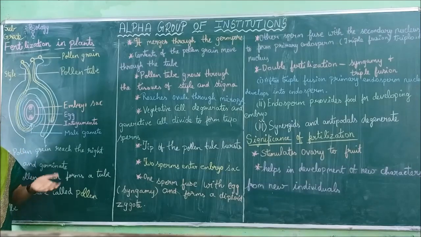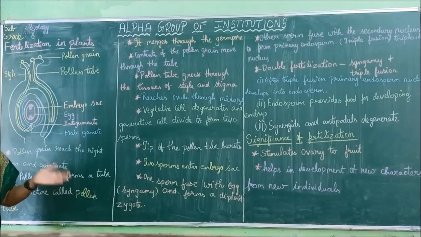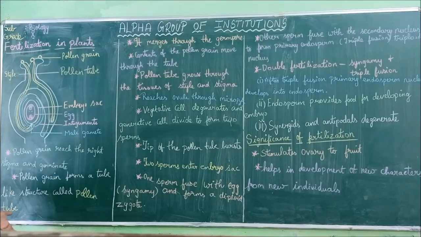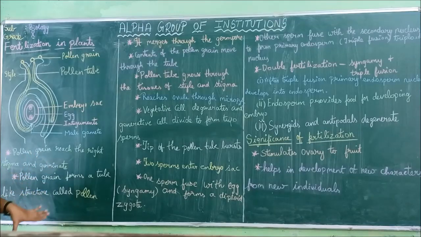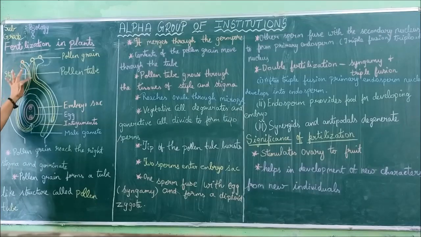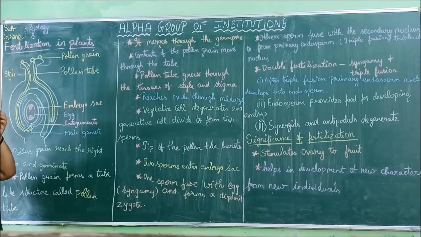So what happens in pollination? The transfer of pollen grains from anther to stigma has taken place. Next, the pollen grain reaches the right stigma and germinates. Whether it is self-pollination or cross-pollination through wind, water or insects, it reaches the stigma of the gynoecium. Then it starts to germinate. The pollen grain forms a tube-like structure called the pollen tube.